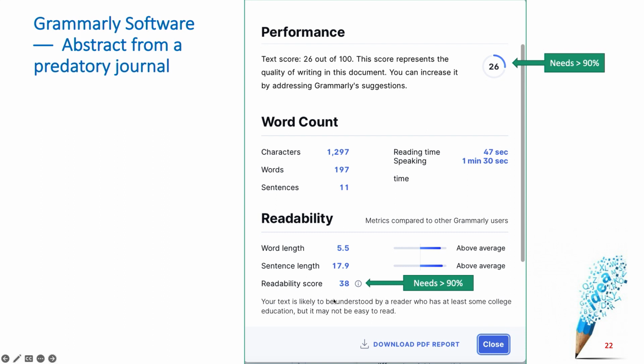And also the readability score is 38, which is very bad, and it has to be more than 90%. Right now, this says word length and sentence length are just above average. That would be all right, but the readability score is 38. Very bad, meaning the audience or the third party, the readership, cannot understand what you write. Right? But it was published. You can find the same thing on the internet now in one of these journals.